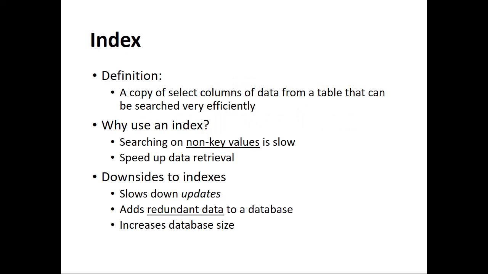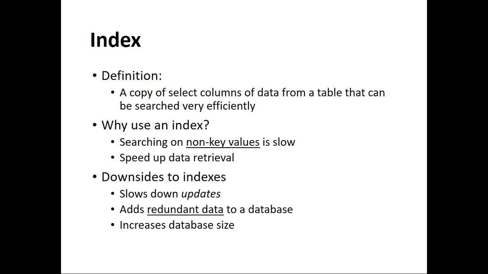What is it? It's a copy of select columns that can be searched on very efficiently. So why would we want to do this? So you know what a key value is. A key value is like a primary key. Employee ID in the employee table would be defined as its primary key. And if we were searching on employee ID, where employee ID equals 1234, that search result would come back very quickly. That's just by nature of the way that databases store data. If you search on a key value, that will be retrieved very quickly.